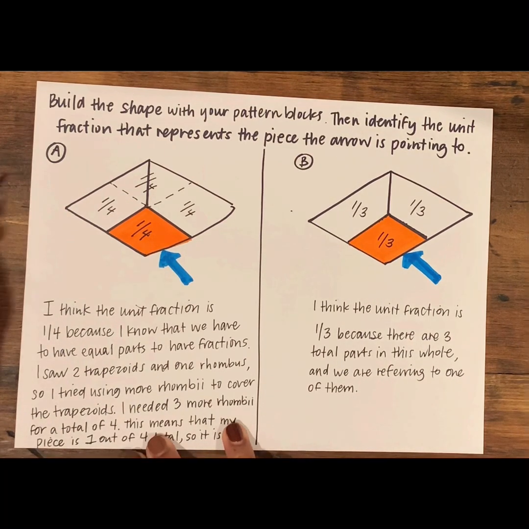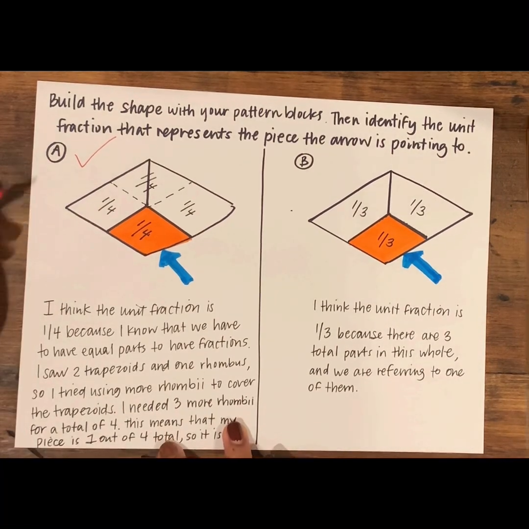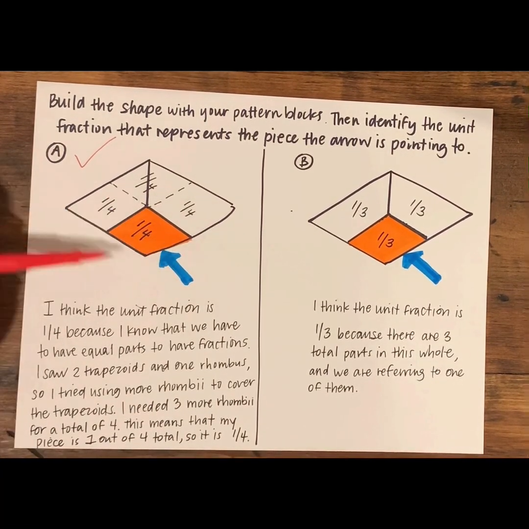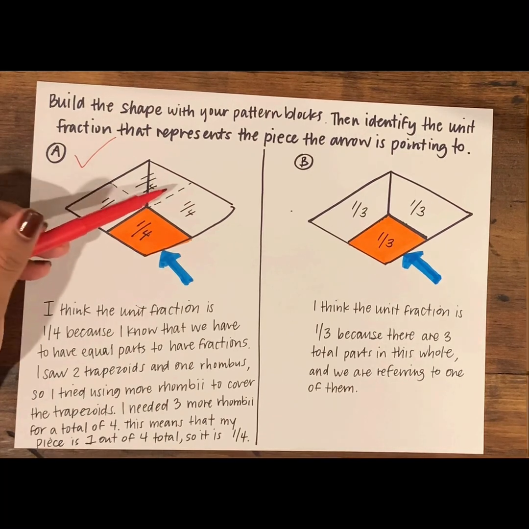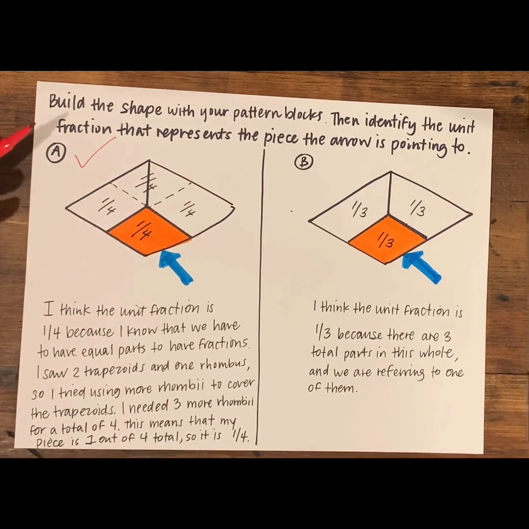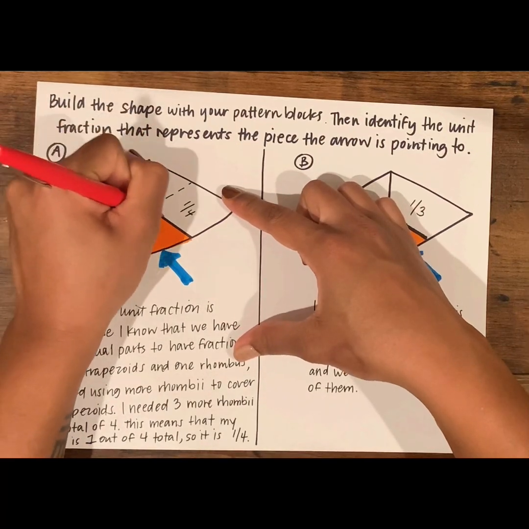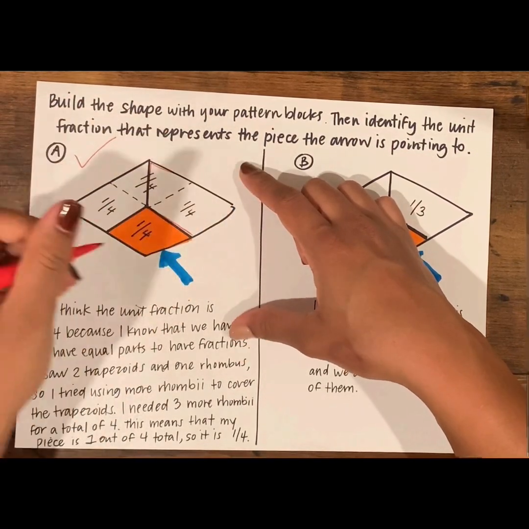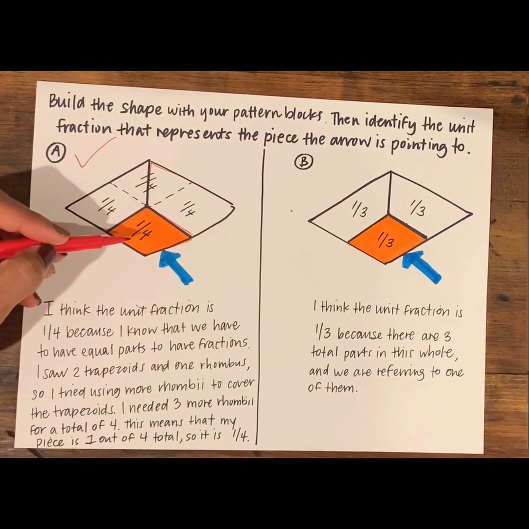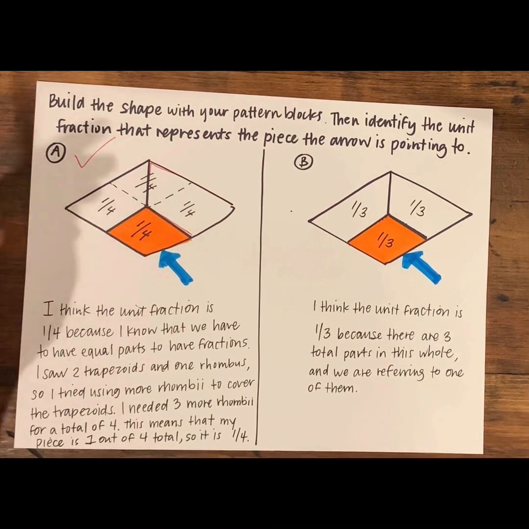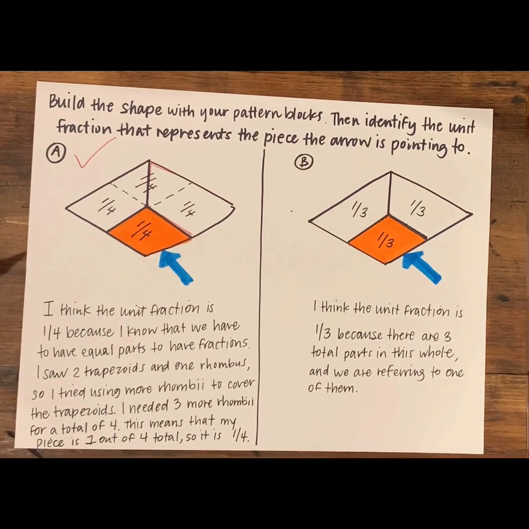I heard you say that you agree with student A. You agree with student A because when we look at this shape, we do see 3 parts. But we know that this shape has different sized parts. We see some bigger trapezoids right here and a smaller rhombus. We know that in order to have fractions, our parts must be equal.